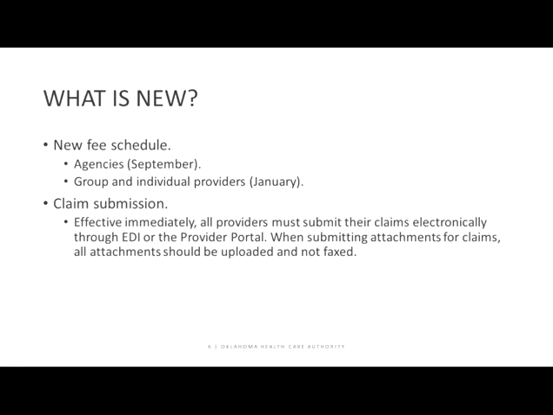First thing is there is a new fee schedule for agencies. This went out last September. That would have been September of 2019. It is available on the public site. For groups and individual providers, there's a new fee schedule that went into effect in January. Also, for claim submission, effective immediately, we want all claims submitted either electronically through EDI or via the provider portal. And if you do need to submit an attachment for your claim, we really need it to be uploaded and not faxed.